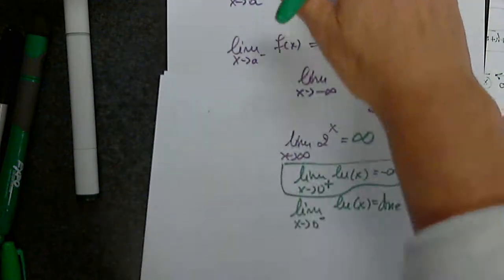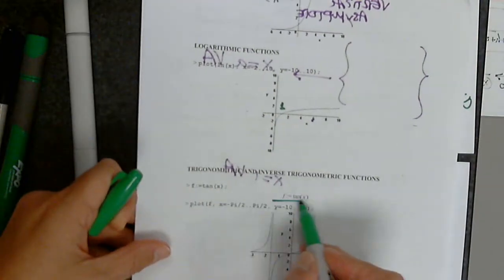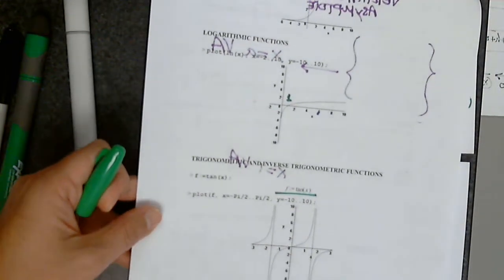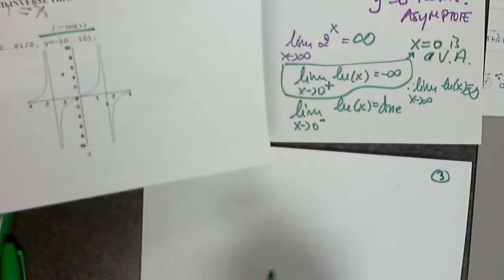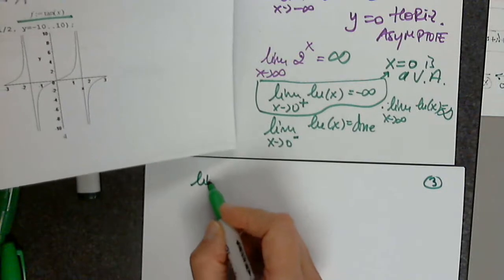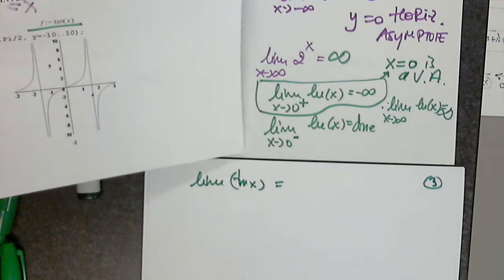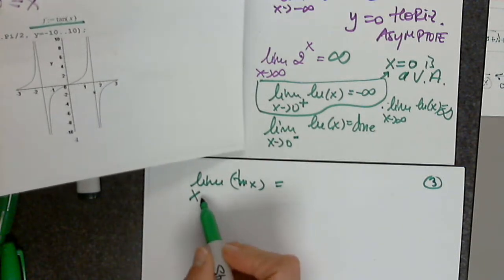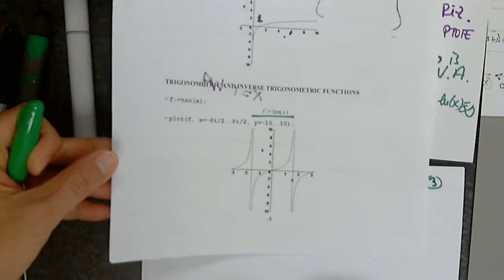So let's look at the next graph, which is tangent x. Can you give me some limits about tangent x? What could I ask you? Just dictate, and I'm going to write it. Limit of what? Of tangent x. So I could ask you what? As x approaches negative infinity? I could not ask you that.